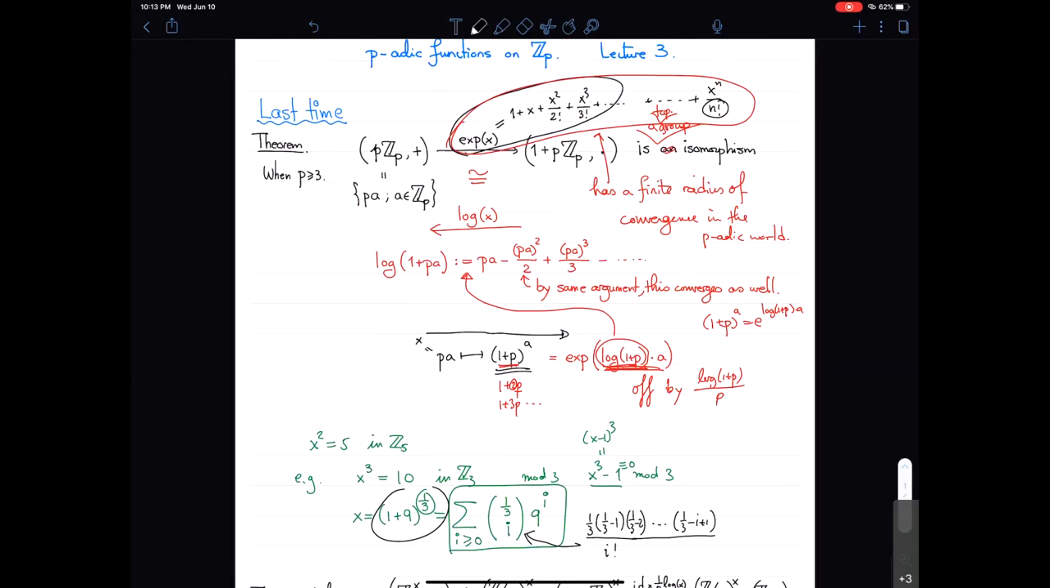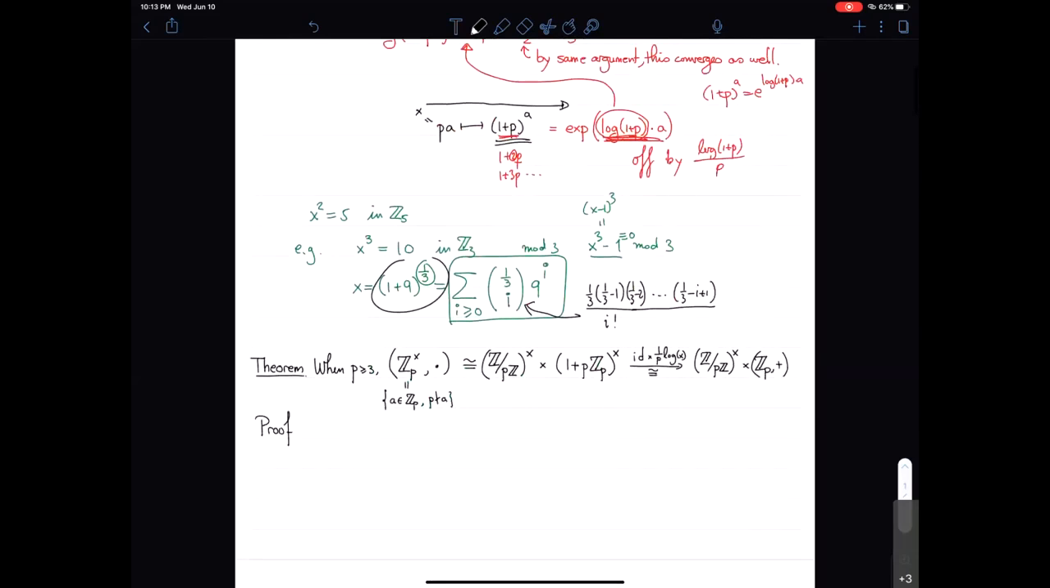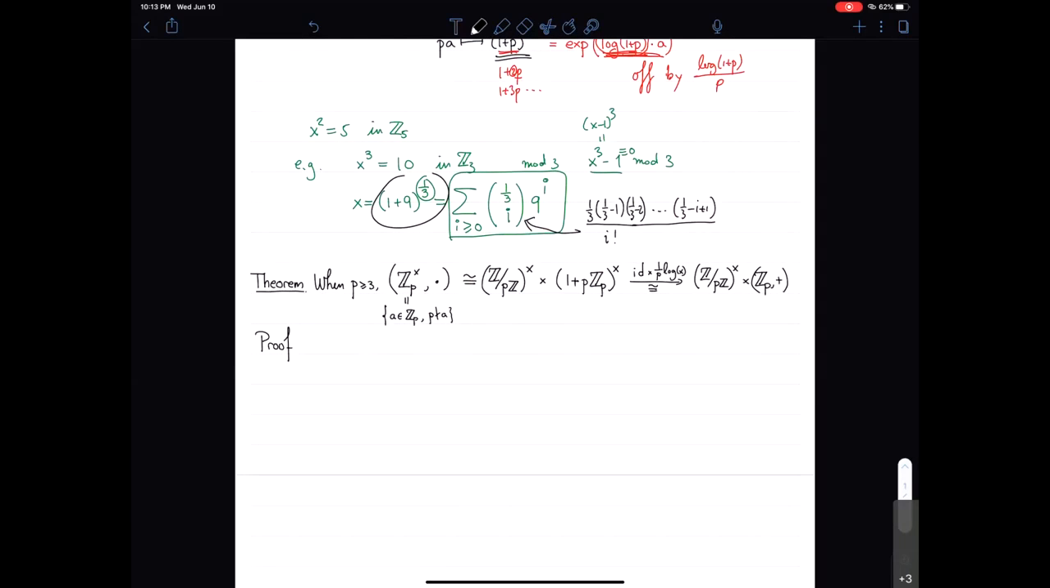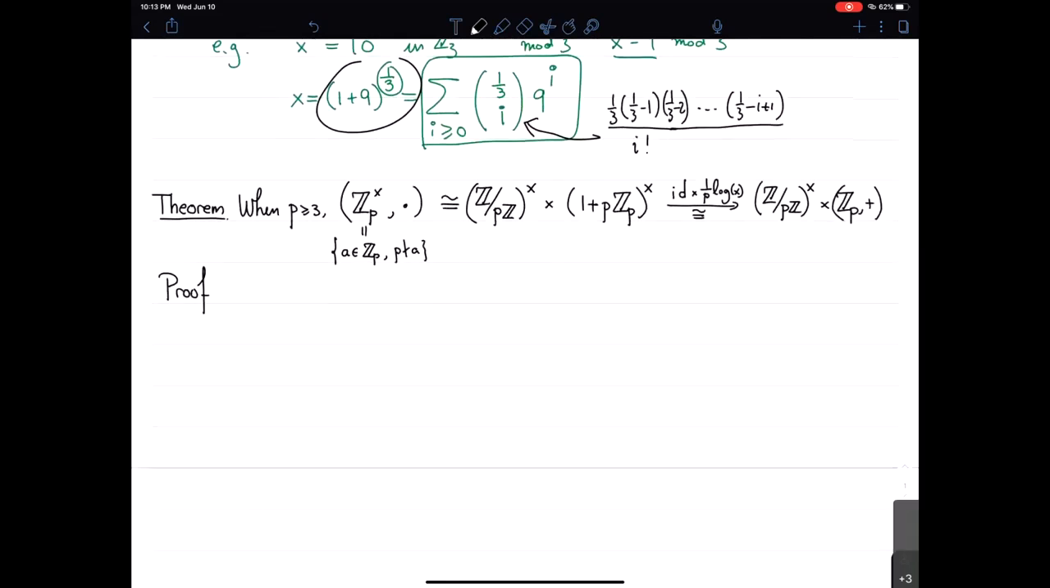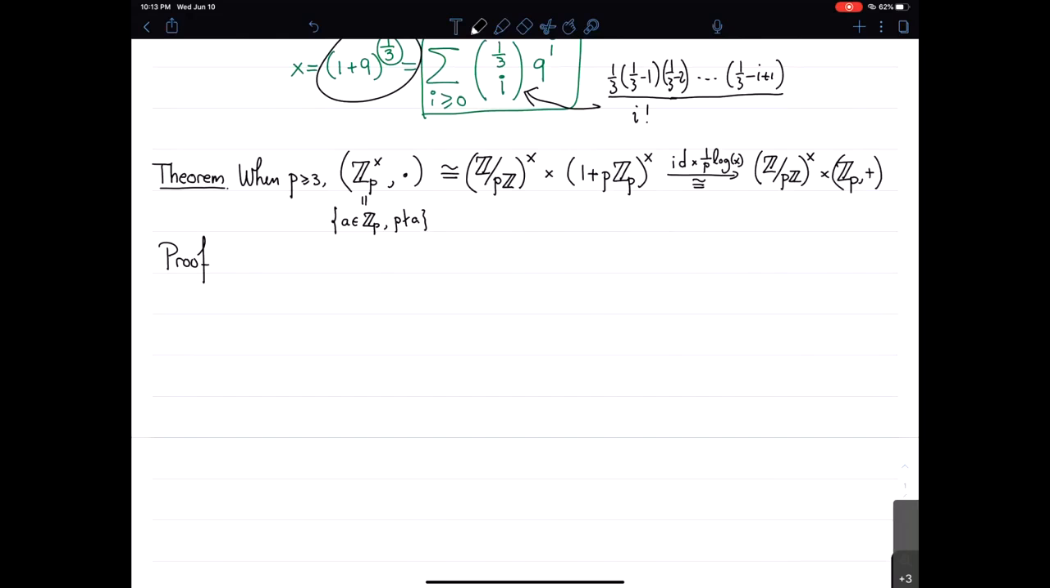Hold on a sec. So let me now explain the theorem here, which is a structure theorem for Z_p cross. Z_p cross, namely all the elements in Z_p where p does not divide a, forms a group under multiplication. And I'm claiming that you can break this into just a finite group, (Z/pZ) cross, and an infinite group like this.